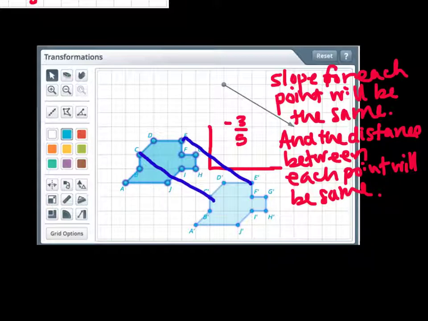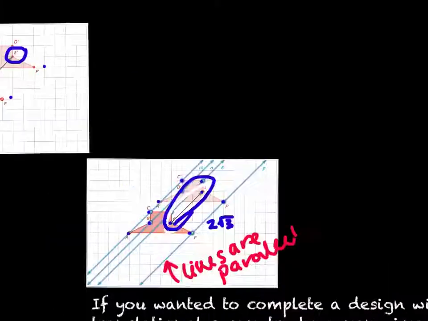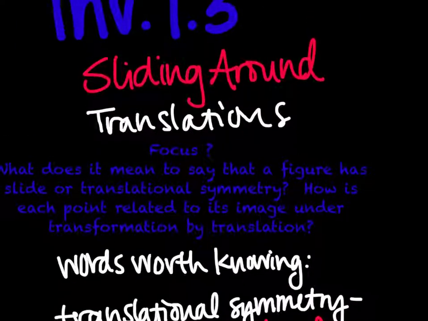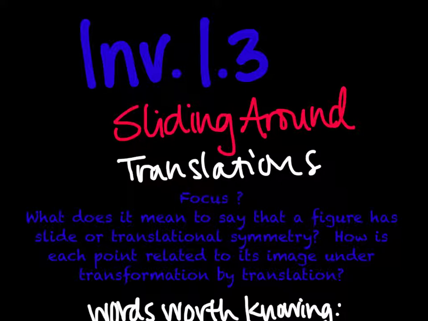It's kind of exciting. So using these ideas, work yourself through investigation 1.3 for translations. And as always, if you have any questions on how to use the angle rulers, how to use the normal rulers, do a translation, that sort of thing, make sure you please ask.